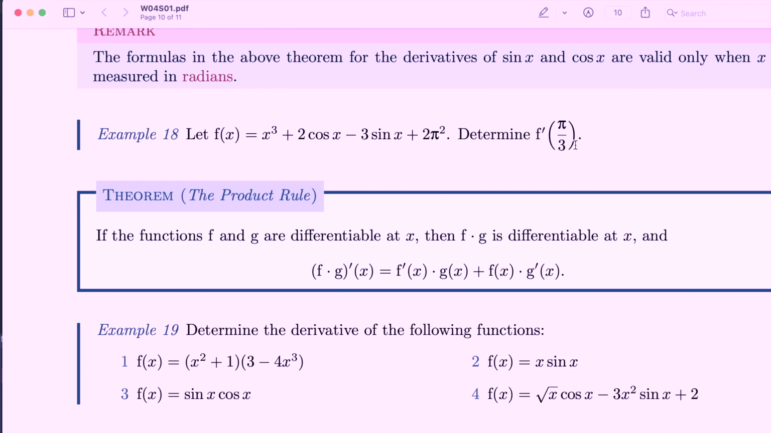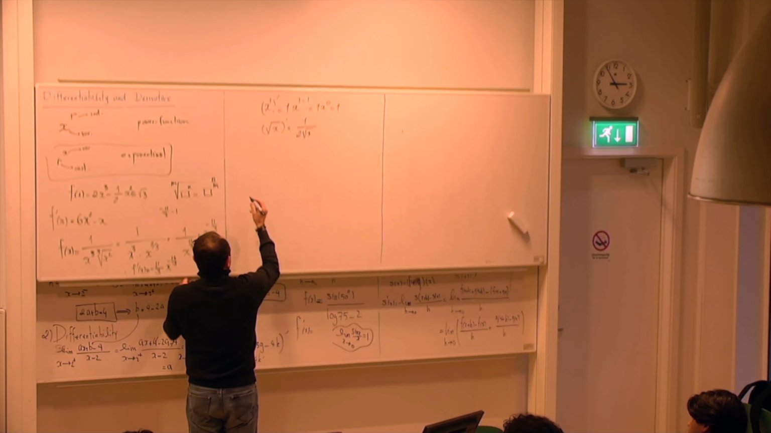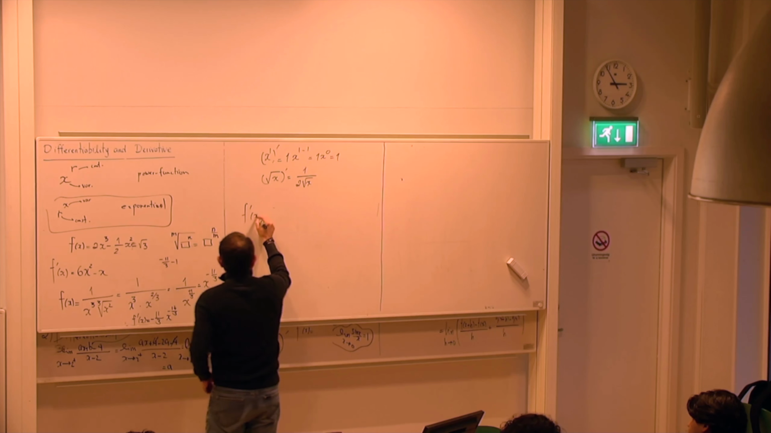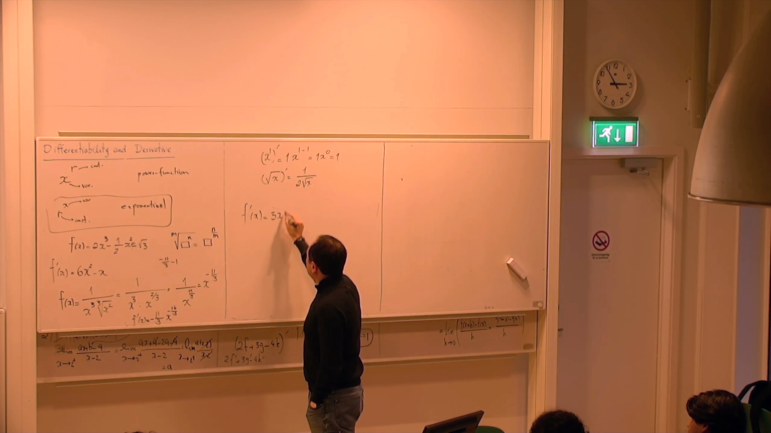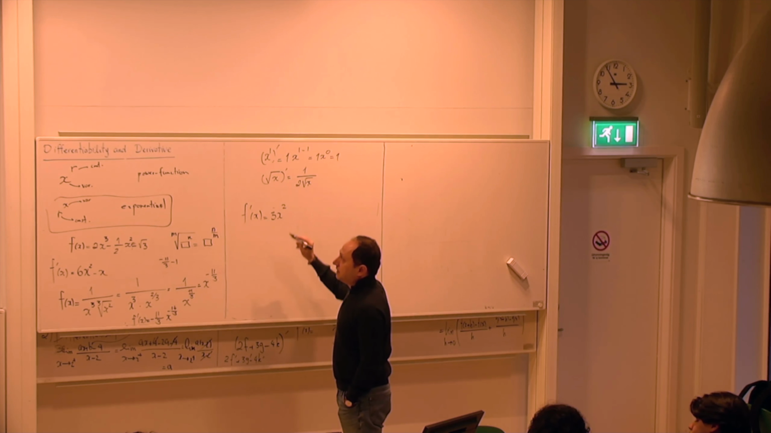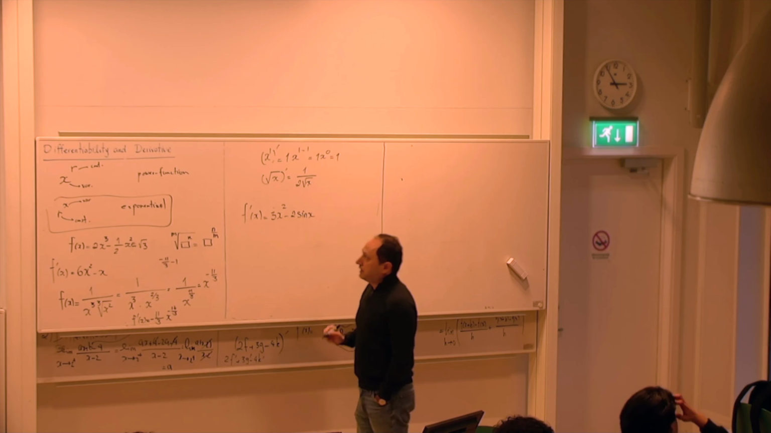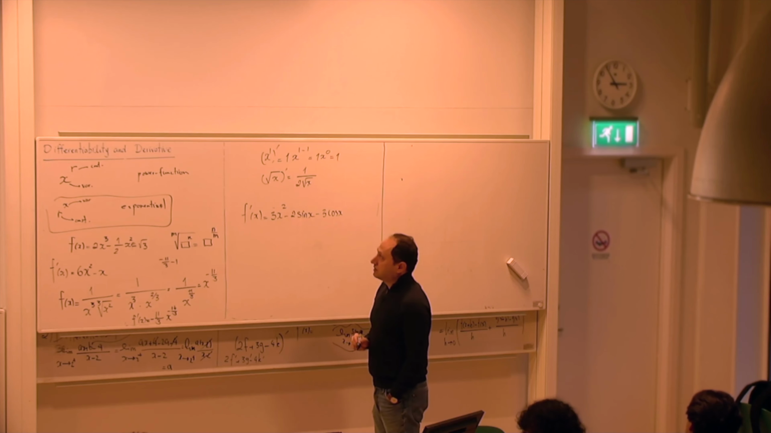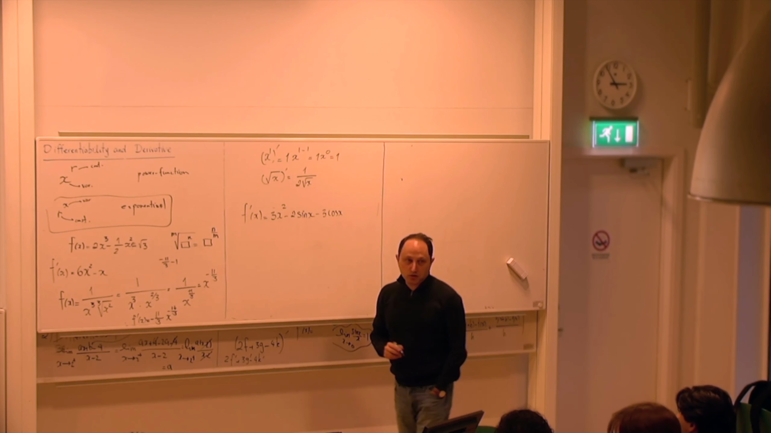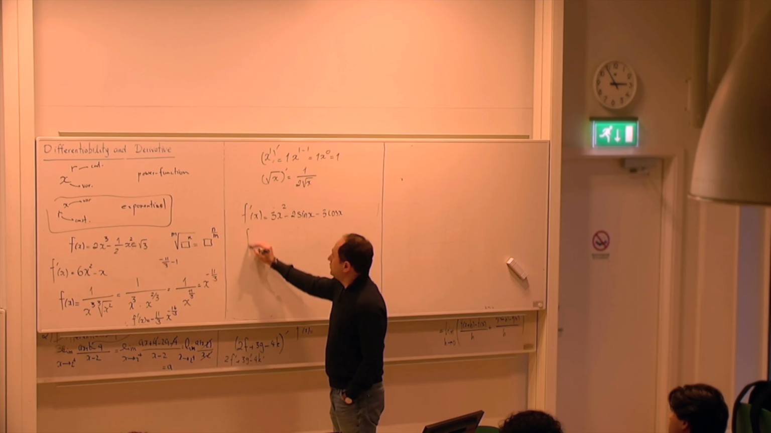So can you help me to write the answer here? What is f prime of x? It is 3x squared, and then the derivative of 2 cosine x becomes minus 2 sine x. And then I have 3 minus 3 cosine x. And then the derivative of 2 pi squared is 0. Okay, so that's it. And then I replace x with pi over 3.